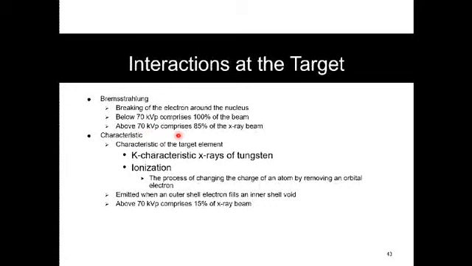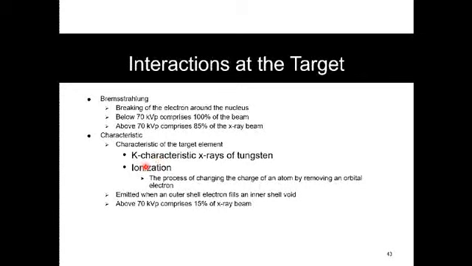Above 70 kVp, 85% of the beam is Brems and 15% is characteristic. Your characteristic is characteristic of the target element. The one we care about in radiography is tungsten, and the K characteristic or the K shell. The K shell has a binding energy of 69 keV. So that's important to remember, 69 keV for tungsten, K shell.